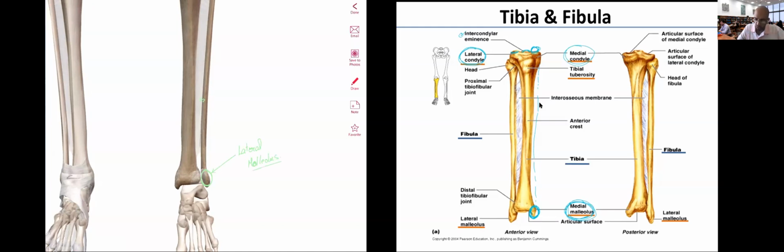Lateral malleolus, this is going to be this bony eminence on the lateral side, which is part of my fibula. And again, what did we call this one? This bony eminence on the medial side of the ankle. This is my medial malleolus. And it's part of which bone again? It's part of my tibia.